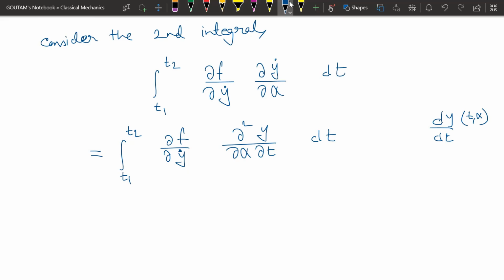So in that case, this dy/dt and ∂y/∂t, the partial derivative with respect to t, will be the same. So we can write this ẏ as ∂y/∂t. And there is also another partial derivative with respect to alpha, ∂α. So that's why it's a second order derivative, ∂²y/∂α∂t.